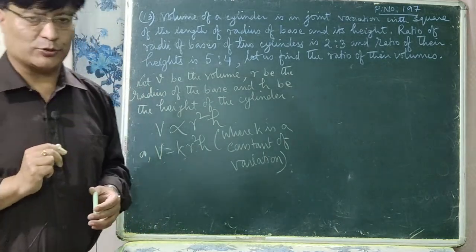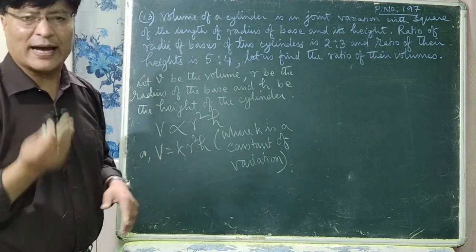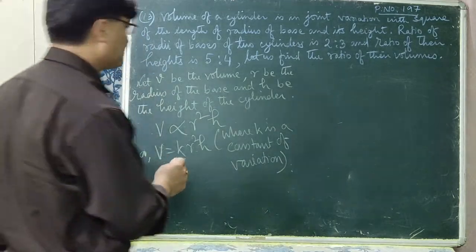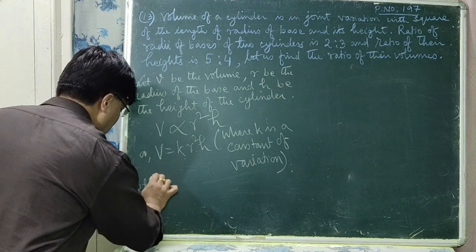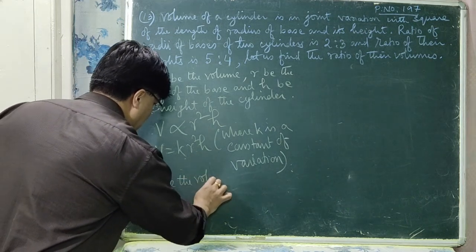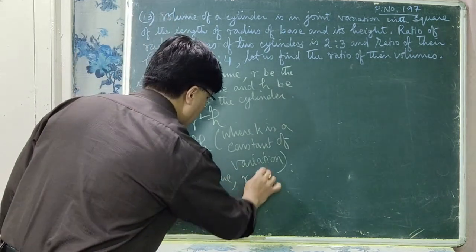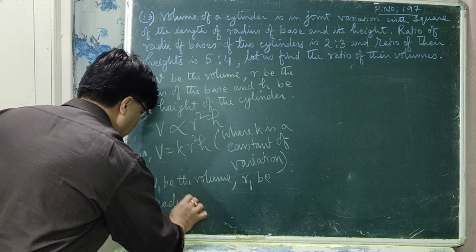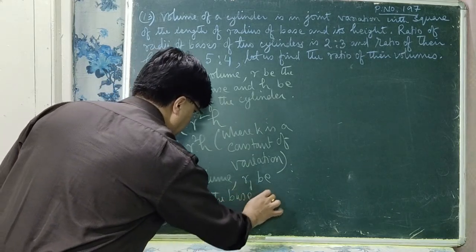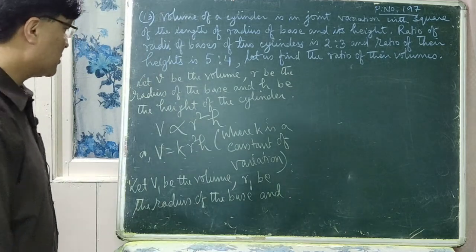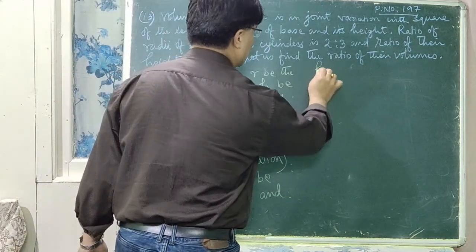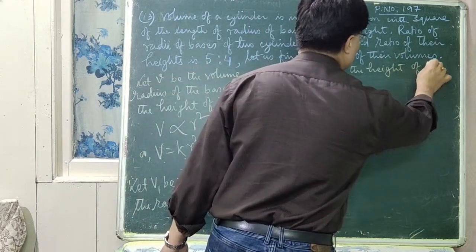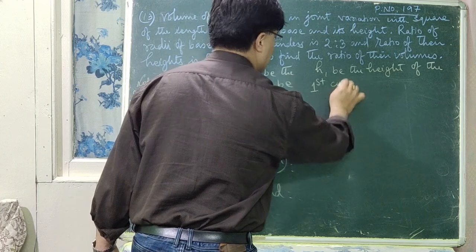Now we talk about two cylinders. Since there are two cylinders, there will be volumes, radii, and heights. So, let us assume the volume, radius and height of these two cylinders. Okay? So, let V1 be the volume, R1 be the radius of the base, and H1 be the height of the first cylinder.